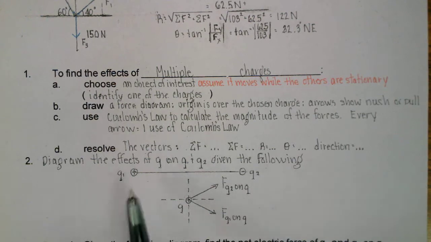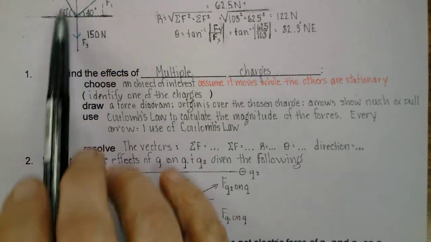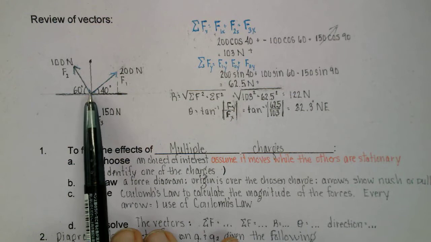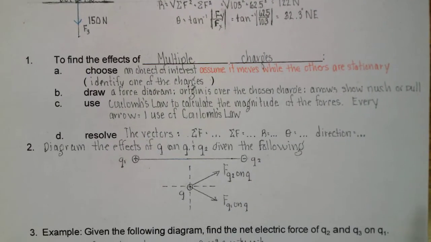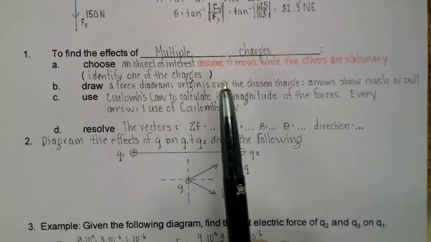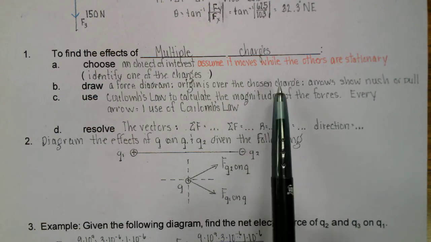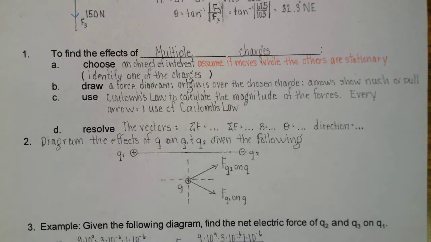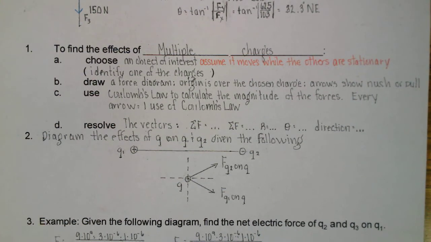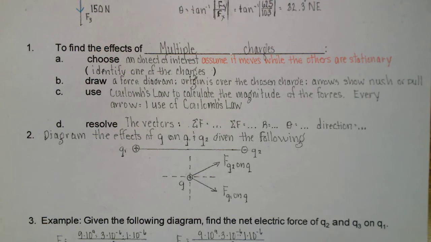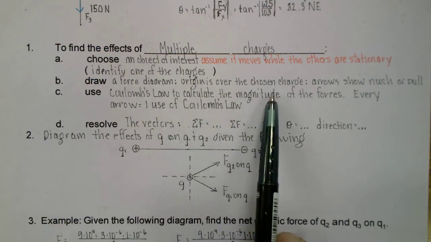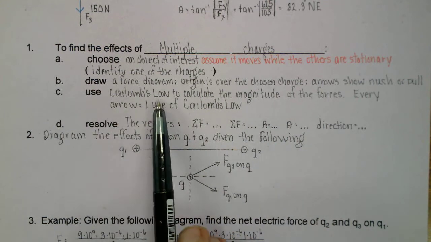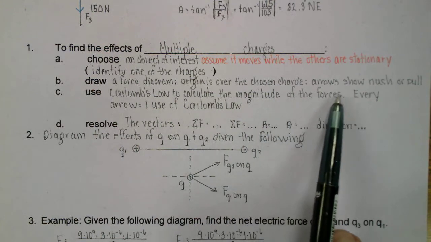All right, once you've identified that, you're going to draw a force diagram just like we did up here. You're going to draw a force diagram, and the origin is going to be placed over the chosen charge. Then the arrows are going to show the direction, the push or pull for that charge. The other ones, remember, are fixed. So we only care about what's going to happen to that charge because of the presence of the other charges in the field. And then you're going to use Coulomb's law to calculate the magnitude of the forces.